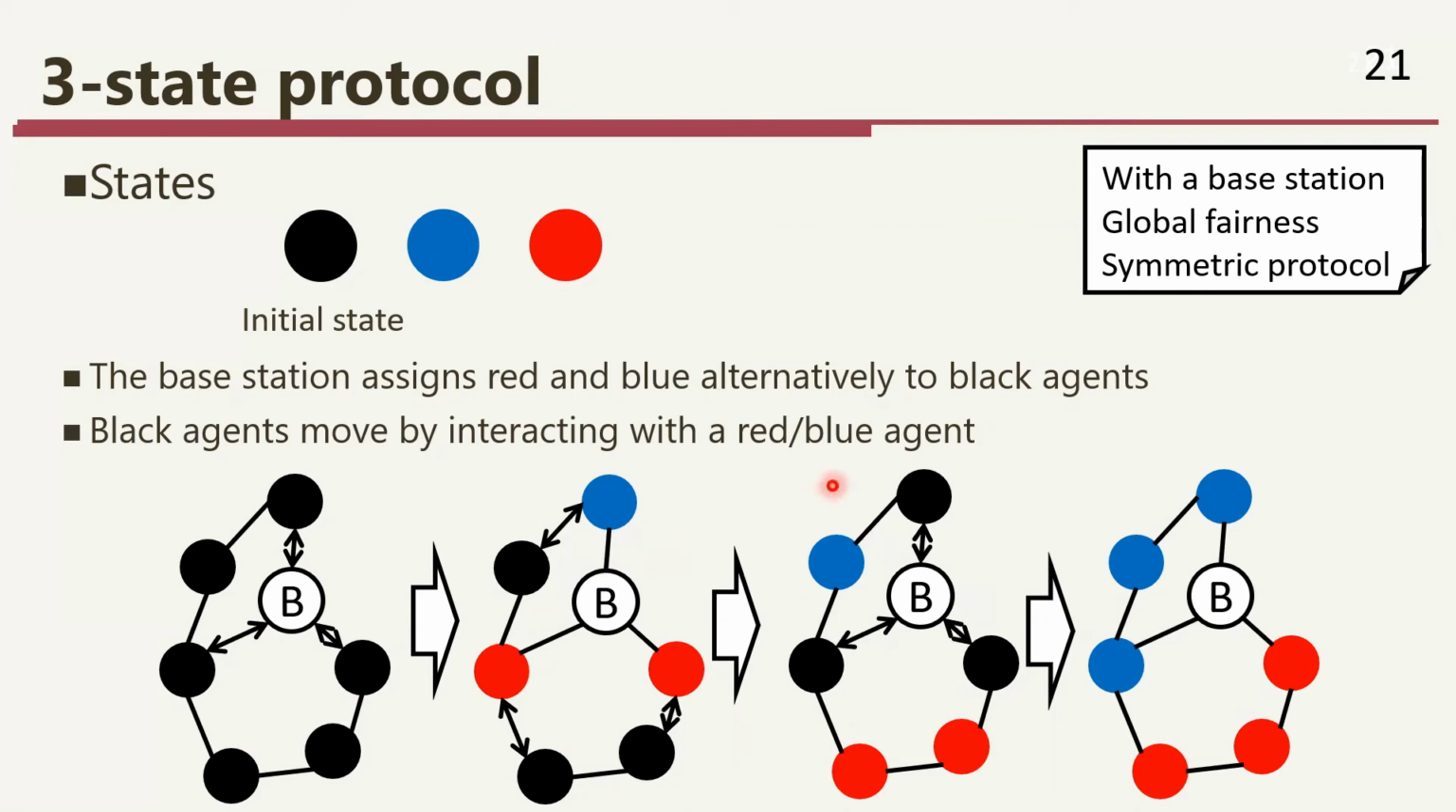Since we assume global fairness, eventually all black agents are assigned red or blue by the base station. Moreover, after assignment, since there is no black agent, agents never change their color. Therefore, this protocol solves the uniform bipartition under global fairness.